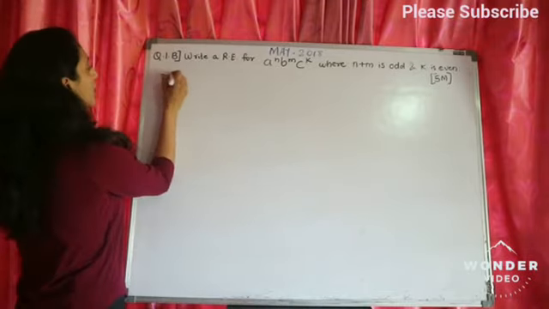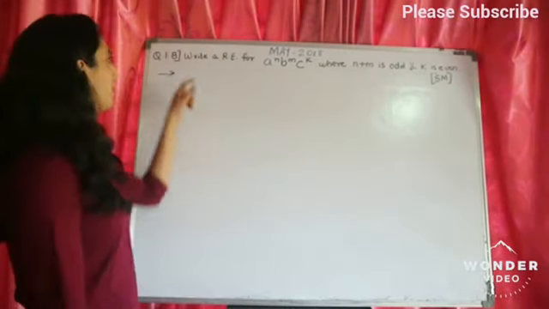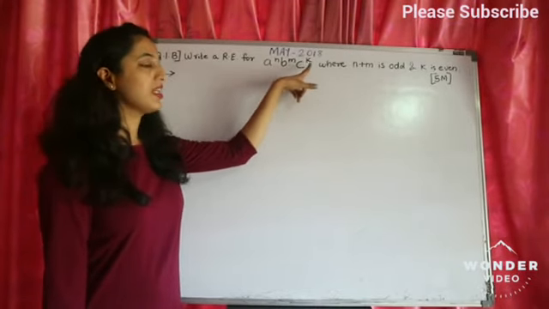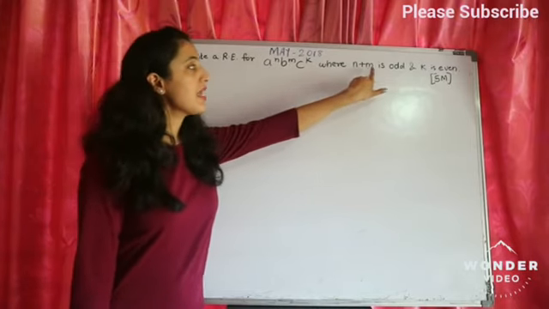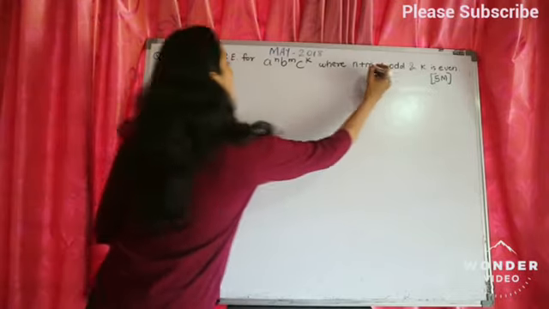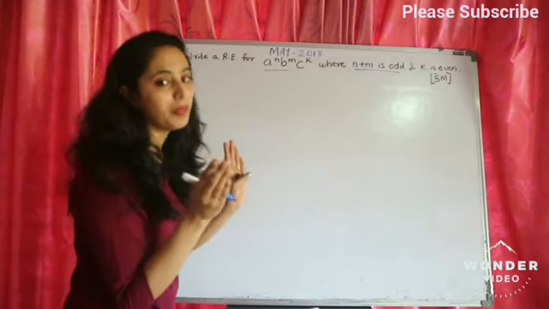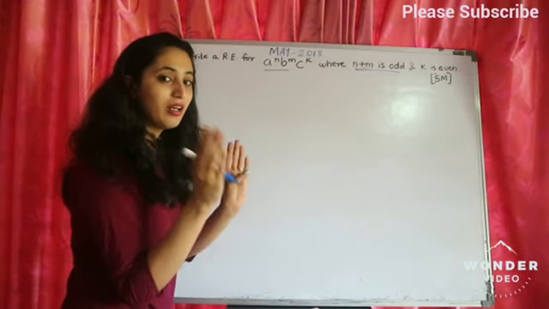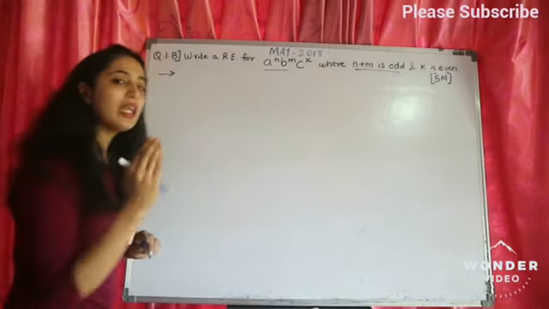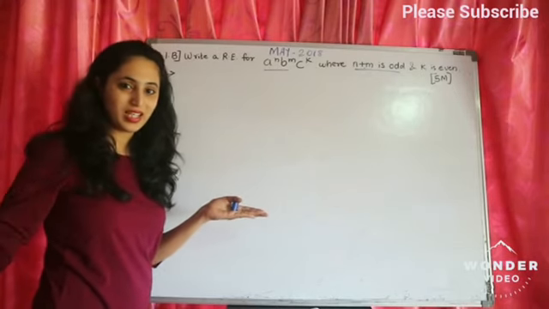Very first, we'll try to understand the question. That is, write a regular expression for a raised to n, b raised to m, c raised to k, where n plus m is odd and k is even. When n plus m is odd, that says a followed by b together should have an odd length. And k is even means c should be in even numbers. It may be 0, it may be multiples, 2, 4, 6, 8 like that.